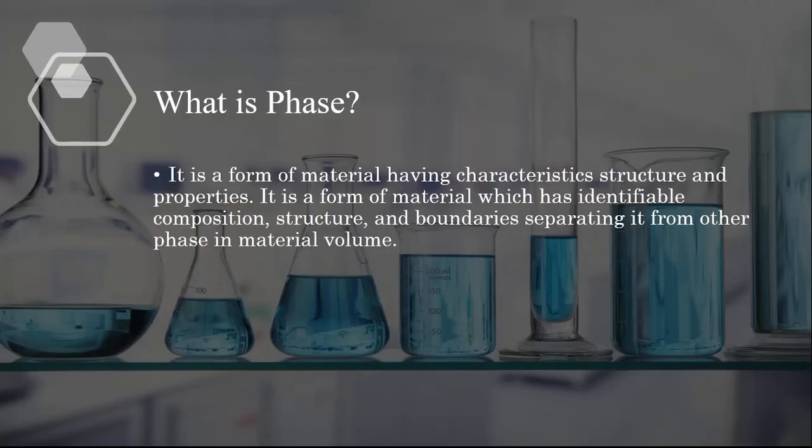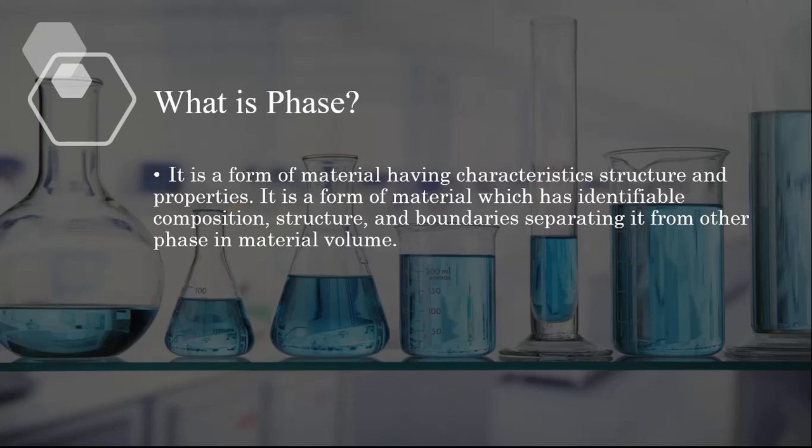So what is phase? Phase is a form of a material having characteristic structure properties. It is a form of material which has identifiable composition, structure, boundaries, separating it from the other phase in a material volume. So phase is nothing but a simple material which has some characteristic structure. It can be a metal, non-metal. Example can be gold, sand, brick, a steel pipe, a raw steel, etc.